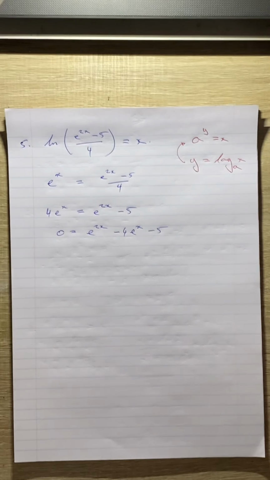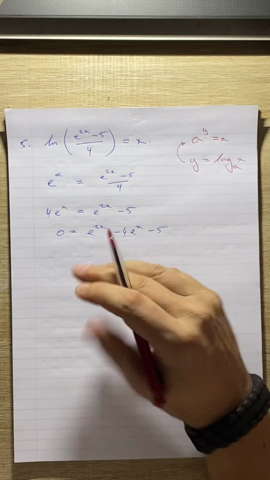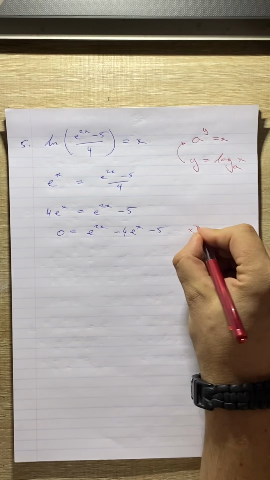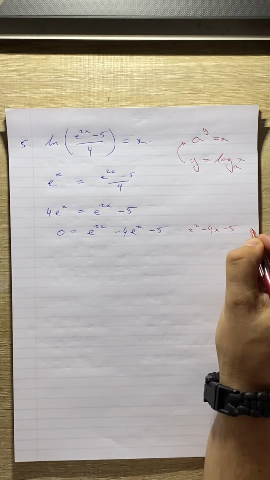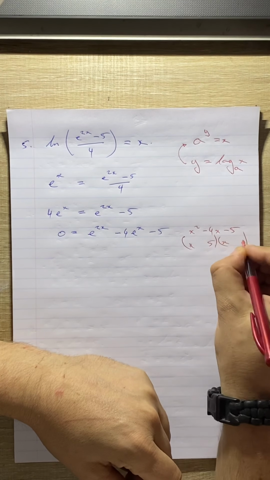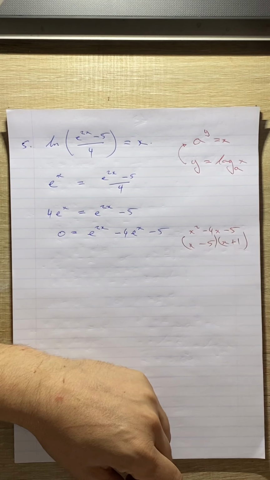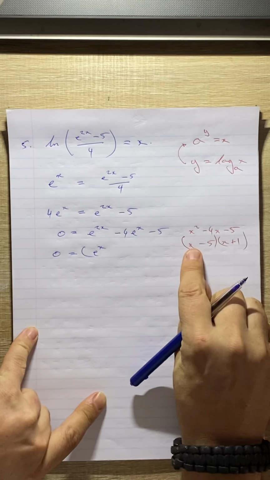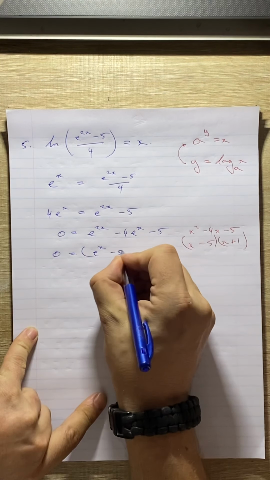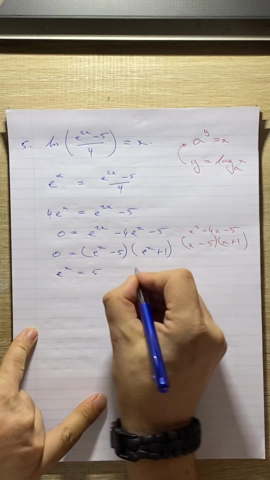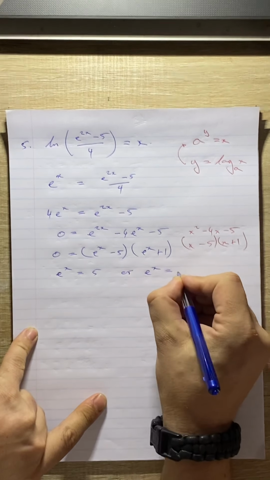Okay, so what I'm going to do here, grade 11s, is I'm just going to use the trinomial way because it's just a little bit quicker to factorize. So just think of this as x squared minus 4x minus 5. How would you factorize that? X, 5, 1, minus, plus. Okay, so we get here e to the x, because that's what that was, minus 5, e to the x plus 1. Okay, so that means we get e to the x is equal to 5, or e to the x is equal to minus 1.